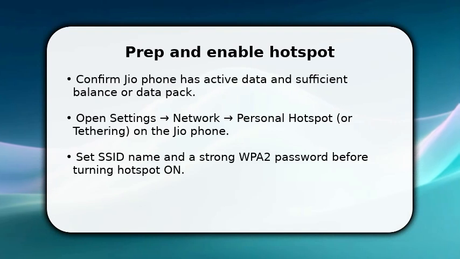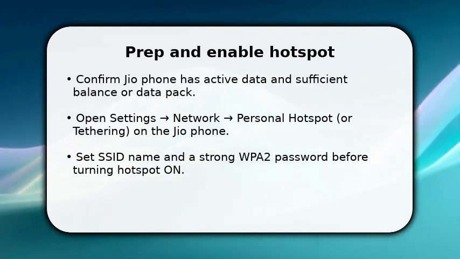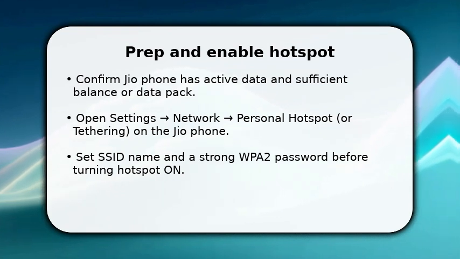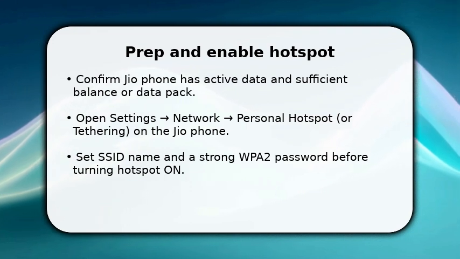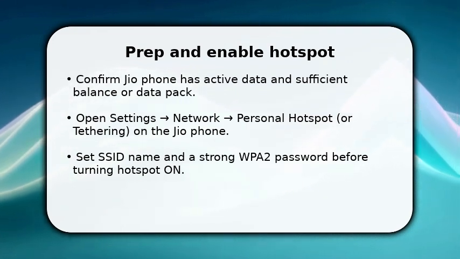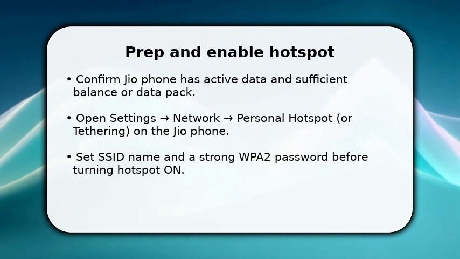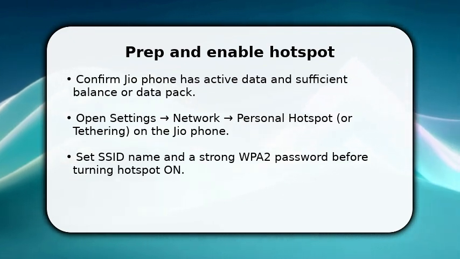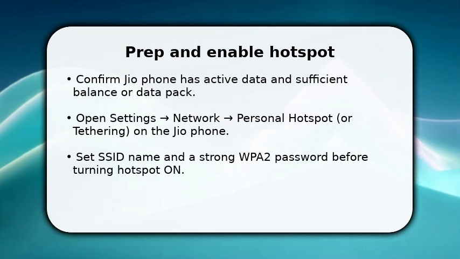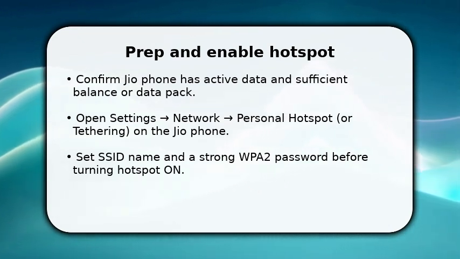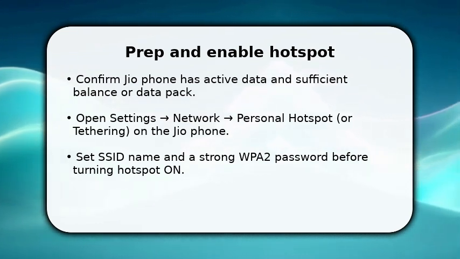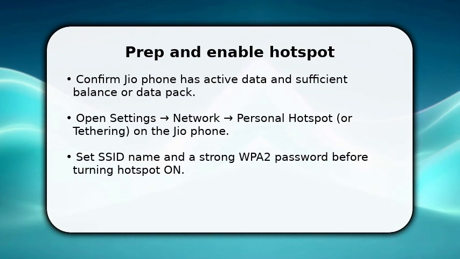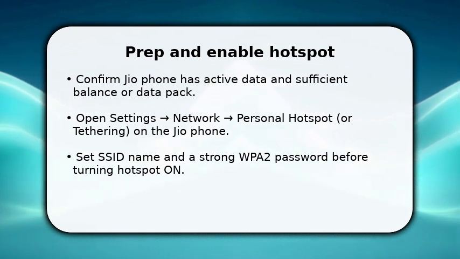You start by ensuring the geophone has active mobile data and enough balance or a valid data pack. This powers the hotspot. Once done, open Settings, find Network or Connectivity, then Personal Hotspot or Tethering. Make sure to set a recognizable SSID name and choose WPA2 with a strong password so devices can connect securely. Now toggle the hotspot on. The phone will begin broadcasting. This initial setup prevents random access and readies the device for client connections.